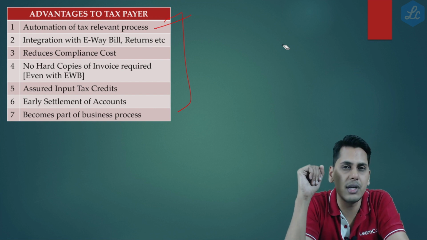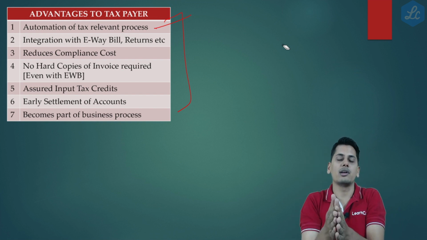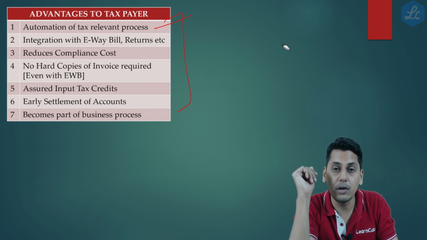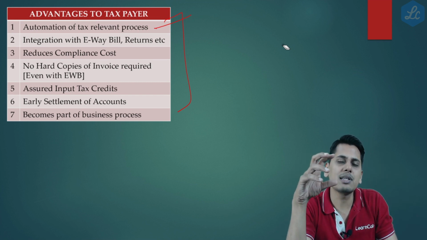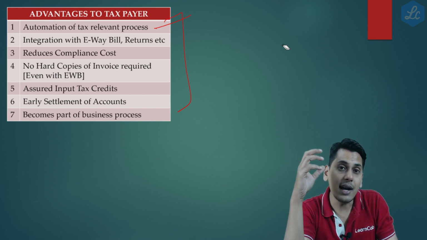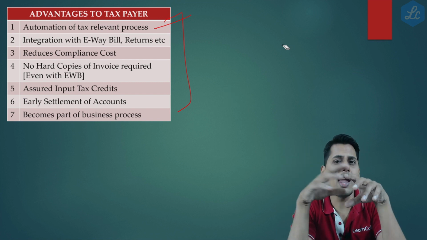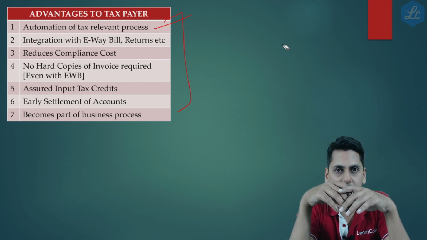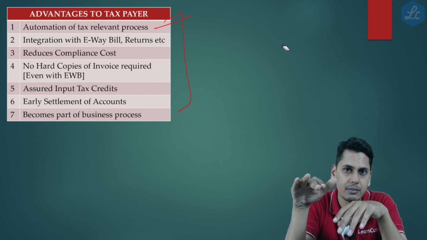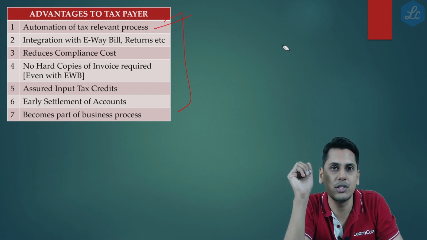What happens in the case of e-invoice? First you report, obtain an invoice reference number, then issue an invoice. Now friends, in these cases, it becomes part and parcel of the business process. Compliance is not to be seen as additional work, because first you report, obtain an invoice reference number, then you issue an invoice to your recipient.